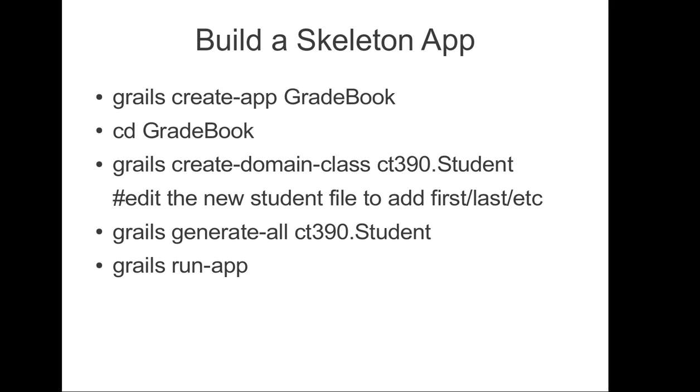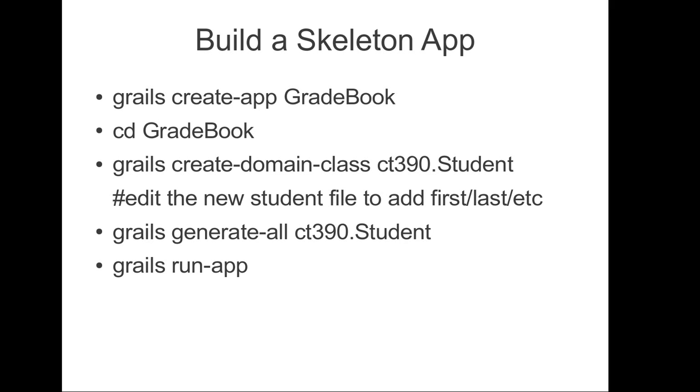Here's what building a skeleton app might look like. We say Grails create app gradebook. Then we go in there and we create a domain class, and this is sort of like our model. If you haven't already checked out the Struts video where we talk about model view controller, there's a little bit there. So the domain class is sort of our model, and that has sort of the fields that we want to persist. So if we were creating a gradebook, we might have a student, and we might have grades, and we might have a teacher. And then we can ask Grails to generate a lot of the stuff for us.